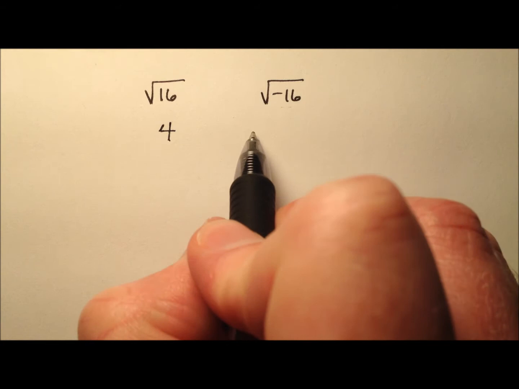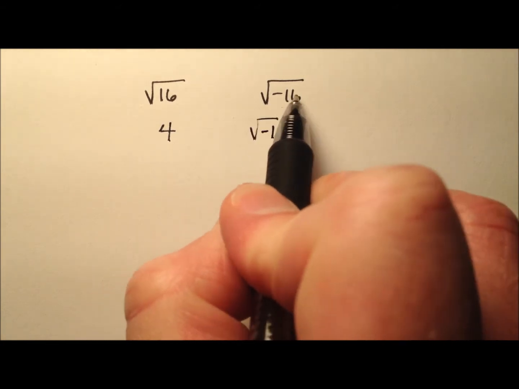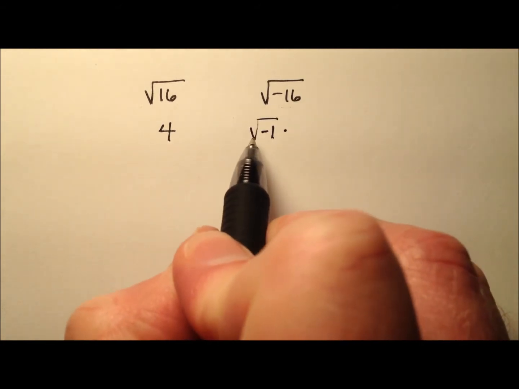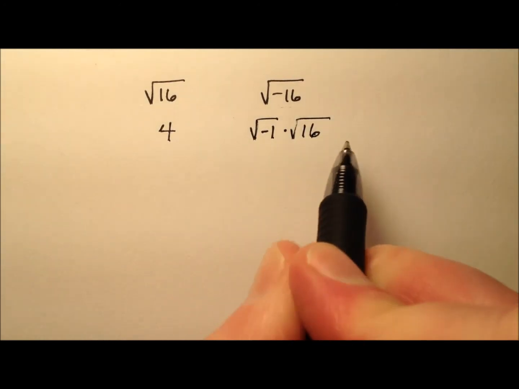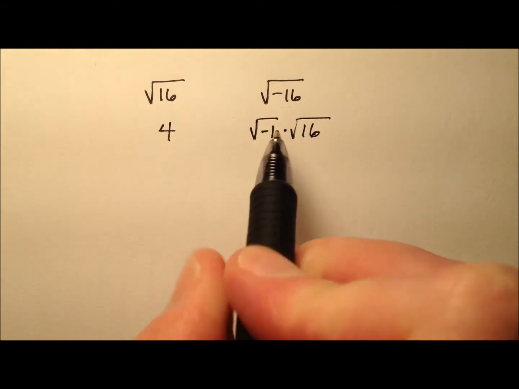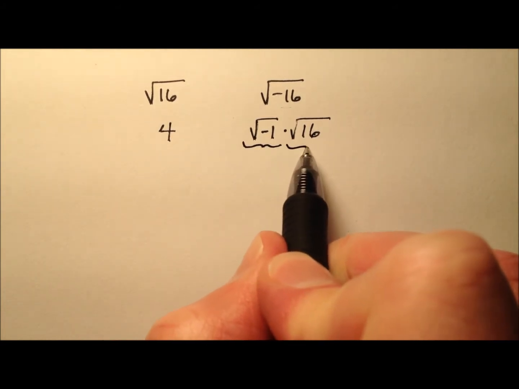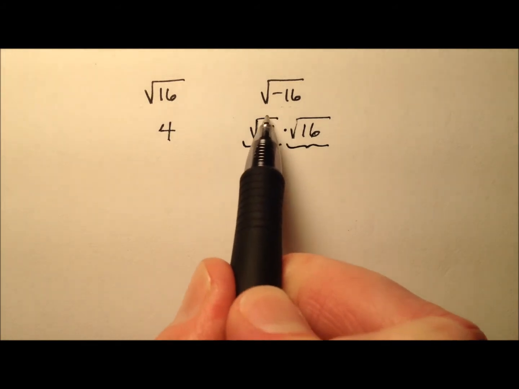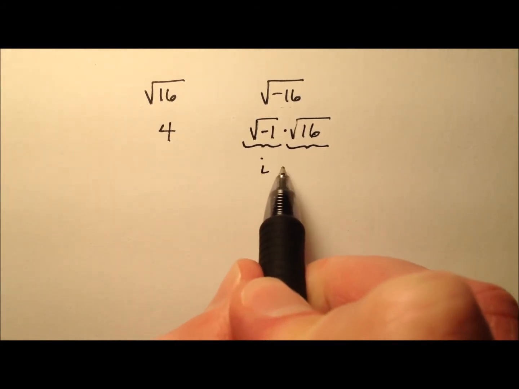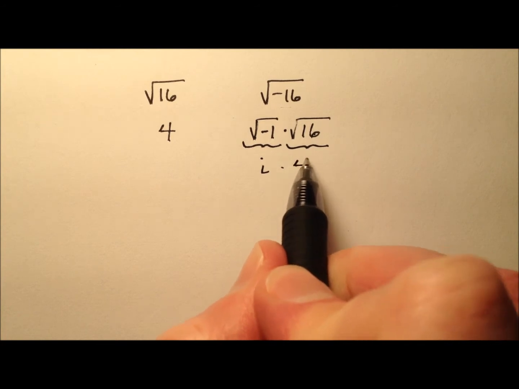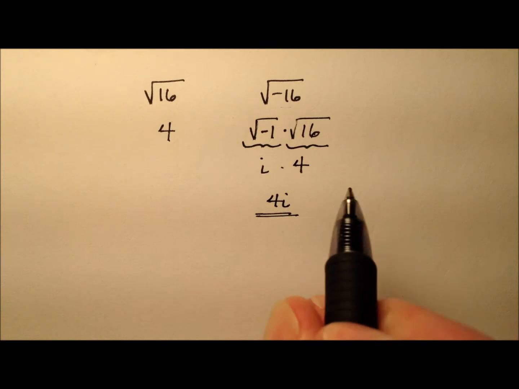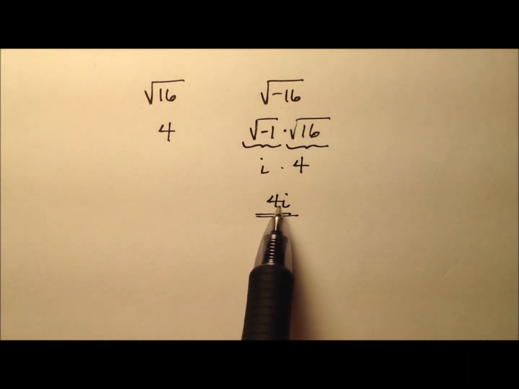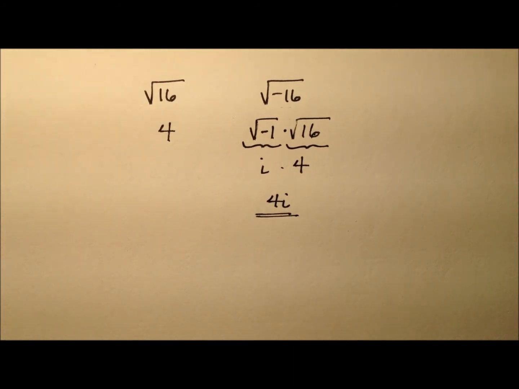Well, what I'm going to do here is rewrite this square root of negative 16 as the product of the square root of negative 1 with the square root of 16. And by dividing this up into two pieces, I can tackle each piece separately. So the square root of negative 1 we know is i, and the square root of 16 we just said was 4. So we can write this now as 4i, and we've written this in appropriate standard form, a plus bi, where the i comes last.